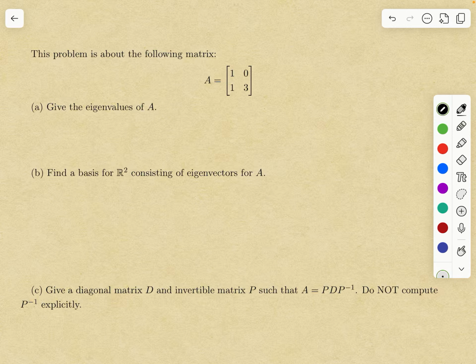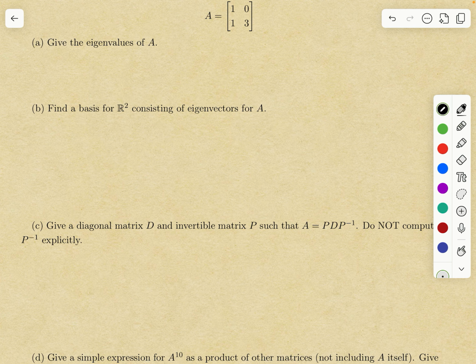This problem is about the following matrix. It's the 2 by 2 matrix A, where the first row is 1, 0, and the second row is 1, 3. And part A says, give the eigenvalues of A. Part B says, find a basis for R2 consisting of eigenvectors for A.